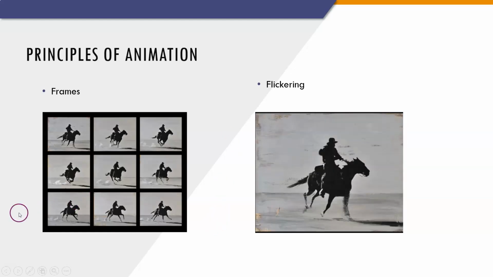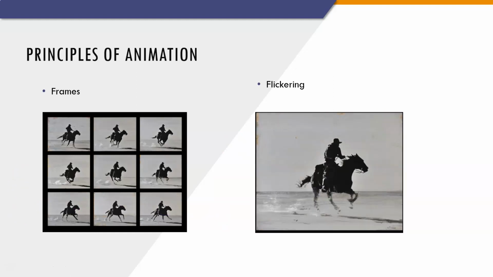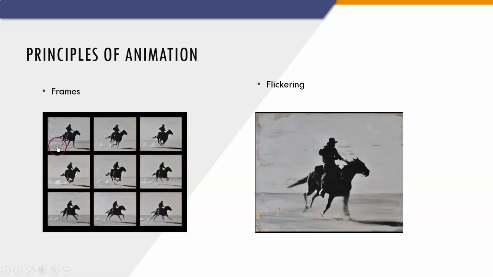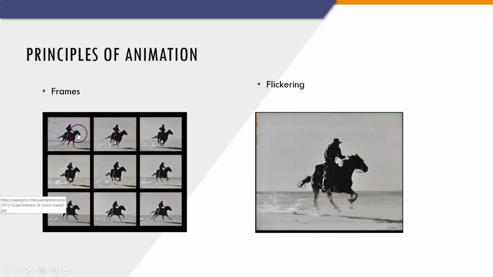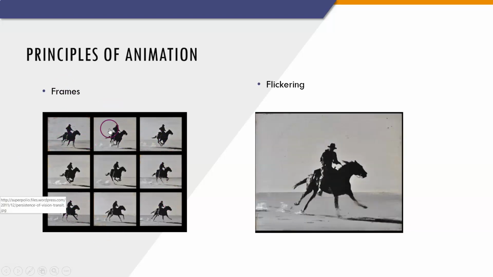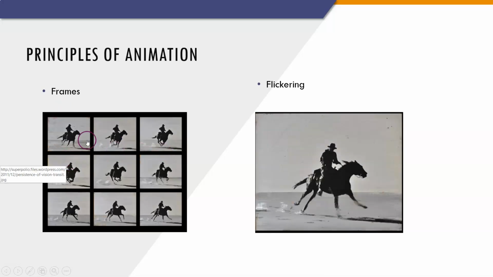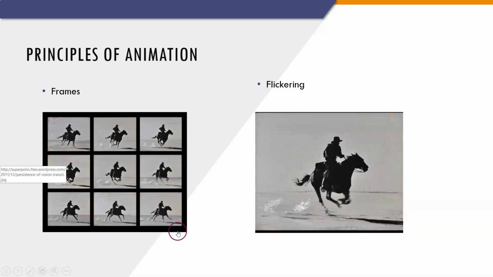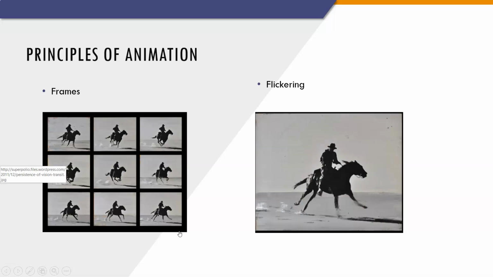Okay, and then we see the concept of principles of animation, where you also have the frames. So this is a series of frames. You can see the movement of the horses, riding horses, where you can see this is the movement or the series. So you will see the different movement of the legs of the horse.